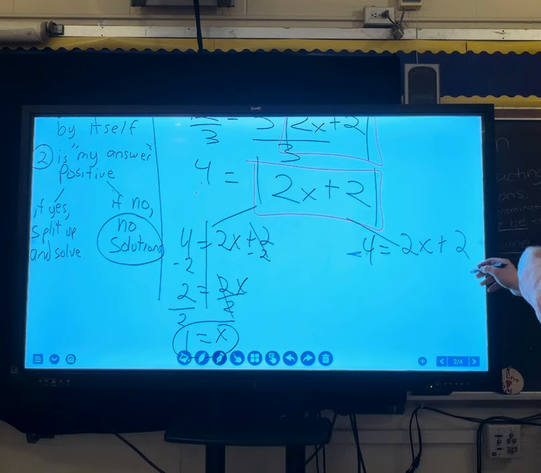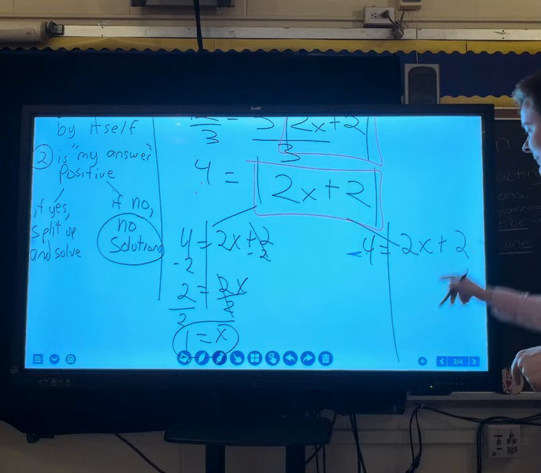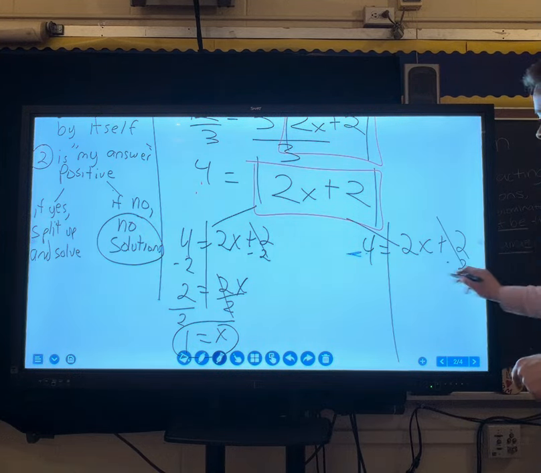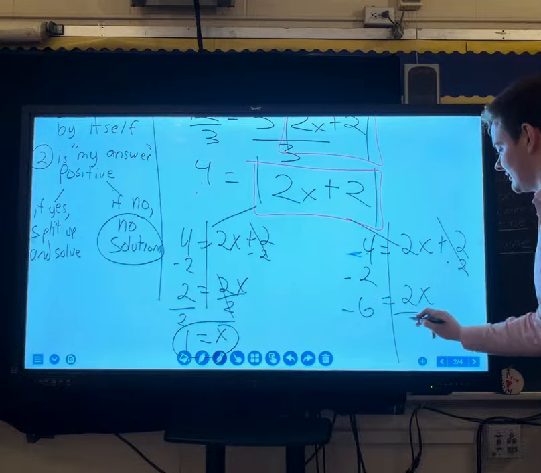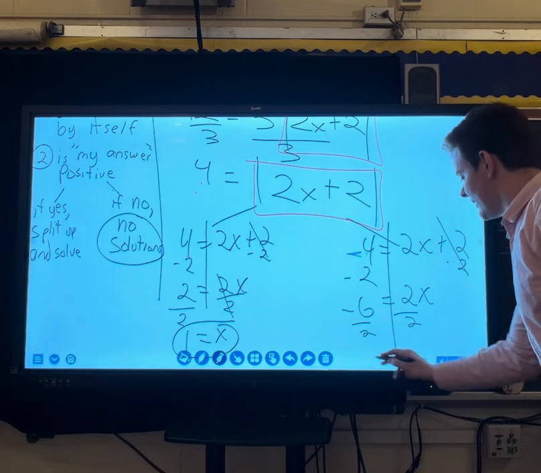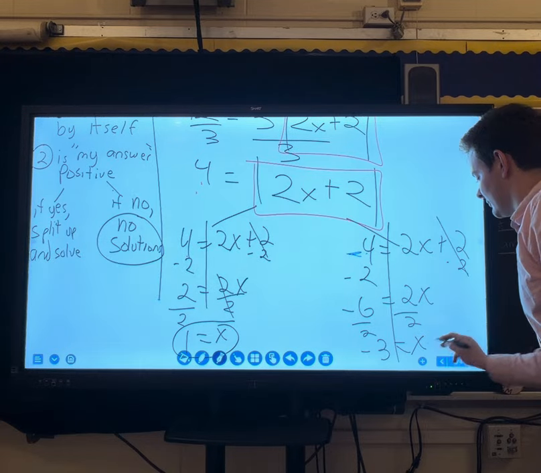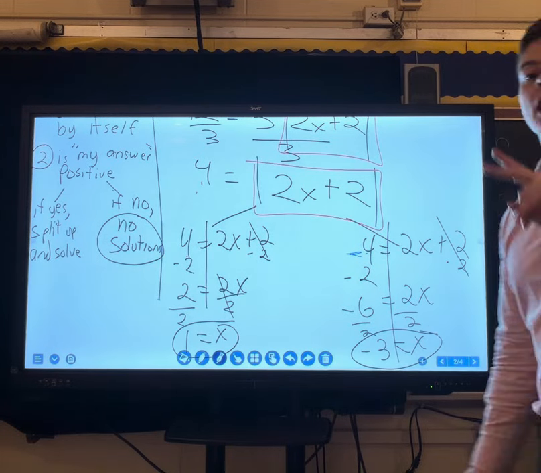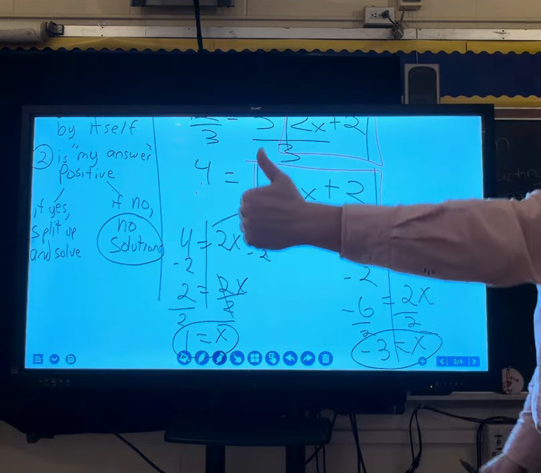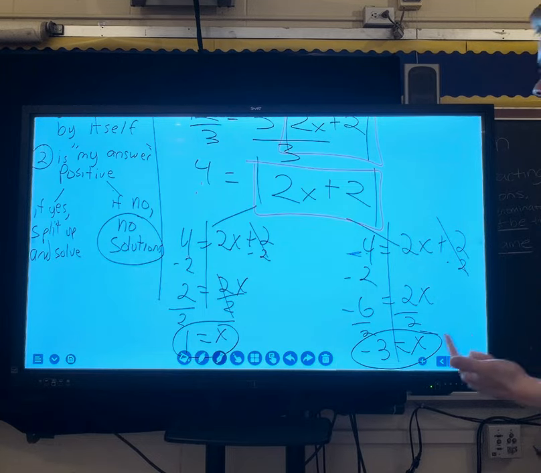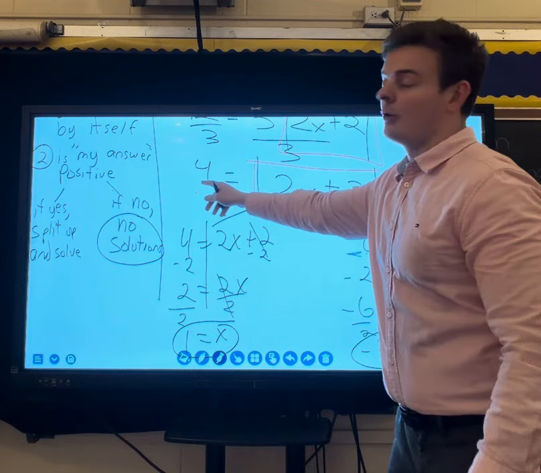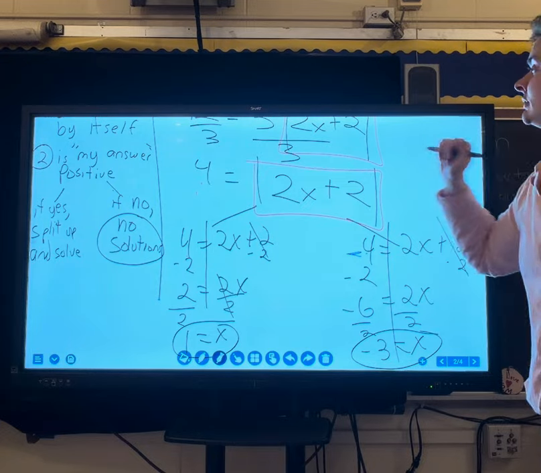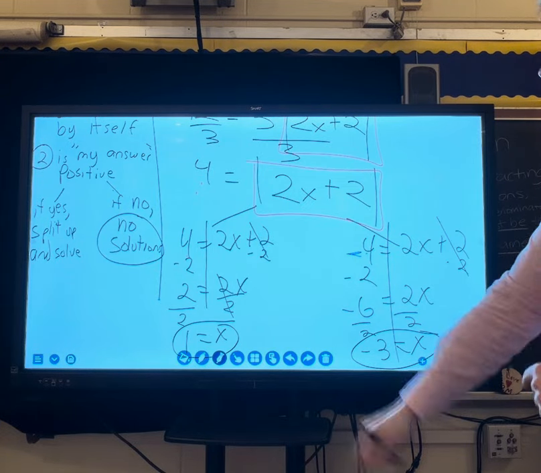I gotta solve this one. Same way, get my x by itself, subtract 2, negative 6 equals 2x, divide by 2, negative 3 equals x. Again, I got two answers, x is 1 or x is negative 3, because both of those, when I take the absolute value of it, will give me 4. Cool. Gonna keep moving.